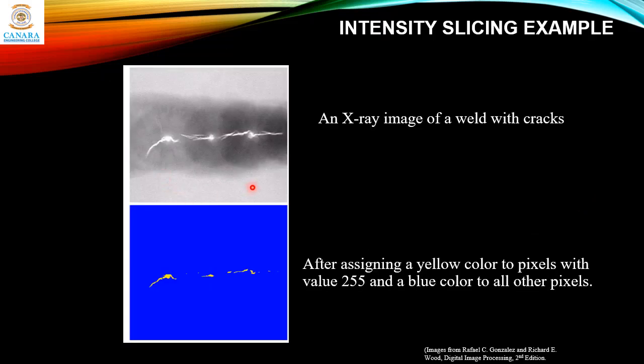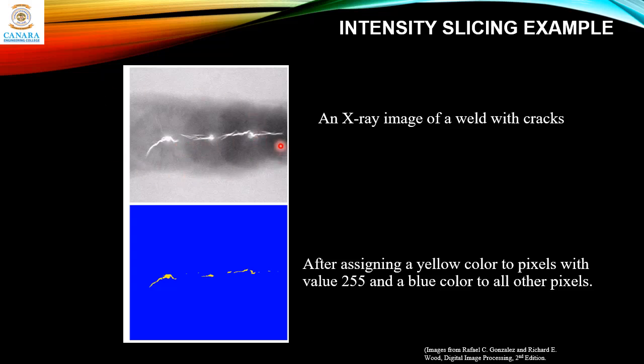Here is an example for intensity slicing. This is an X-ray image of a weld with cracks and porosities. These bright white spots running horizontally are the cracks in a weld. Basically, if you pass X-rays through a welded joint, the X-rays passing through the cracks like this will saturate the sensors at the other end. So they will appear as bright spots, and they will have pixel values of 255.